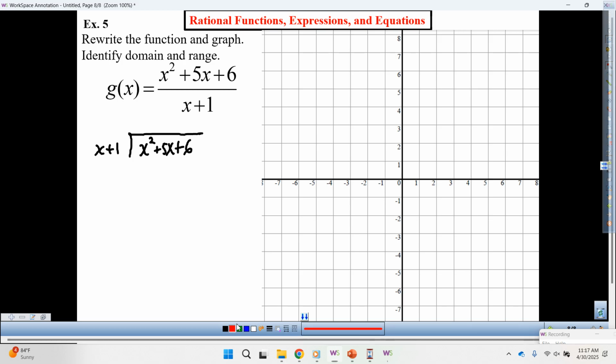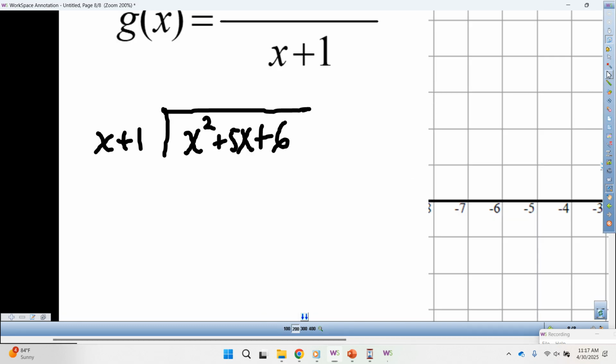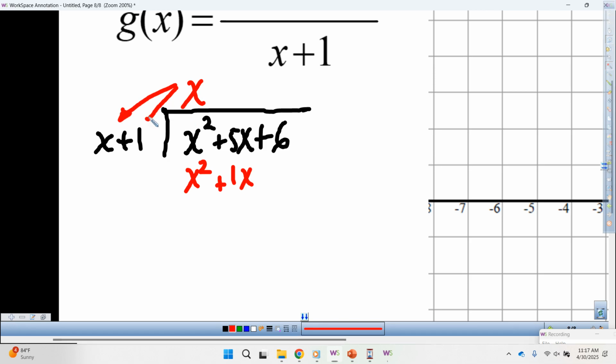All right, here we go. Let me zoom in. What number times x gives me x squared, everyone? Tell your neighbor, what number times x gives us x squared? What number? Caesar. What number times x gives me x squared? That is correct, x. So x times x is x squared. X times 1 is 1x. So basically we're distributing here and here. There it is.